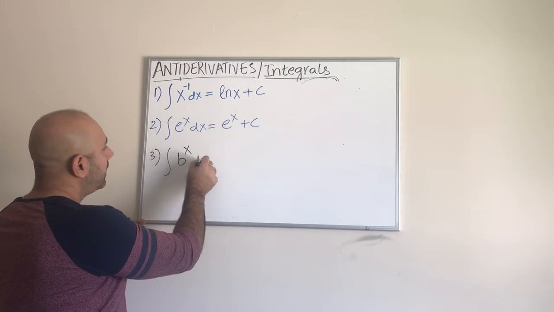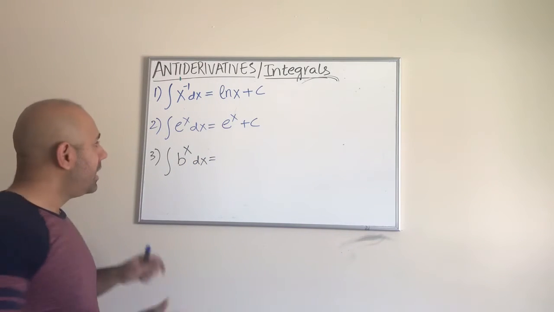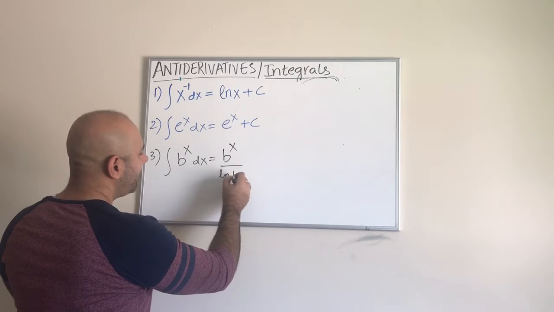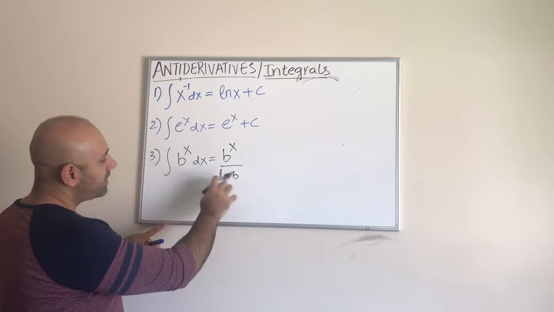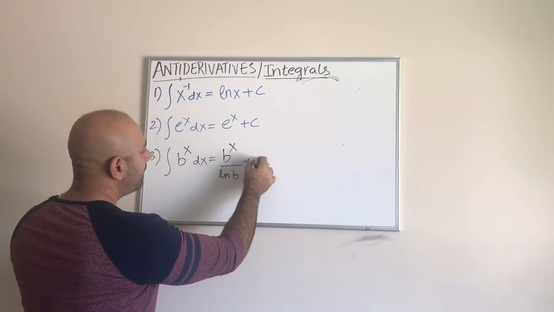power x, where b could be anything. It could be e, it could be any other number. So in that case, it is b to the power x divided by ln of b. There's some extra stuff here compared to this simple exponential function of the form e, and then there's a plus c.